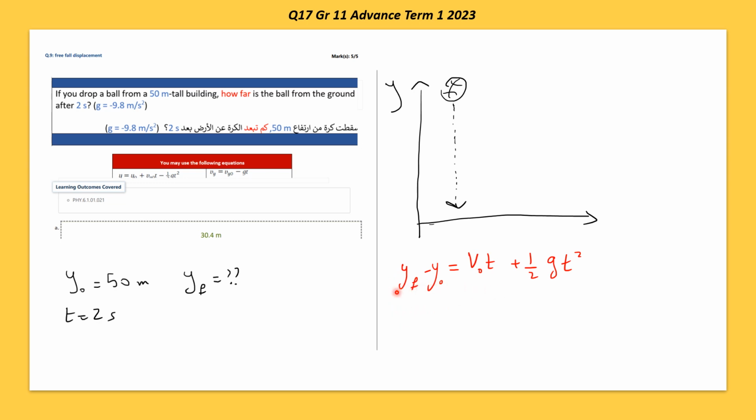We apply the same equation: y final minus y initial, or delta y, equals v0t plus half gt squared. Here g is given as minus 9.8. So y initial is equal to 50. v0 is equal to 0 because of the word drop. Drop means no initial velocity, which is 0, plus half g, minus 9.8, and time 2 seconds. You arrange the equation and the answer is 30.4 meters.